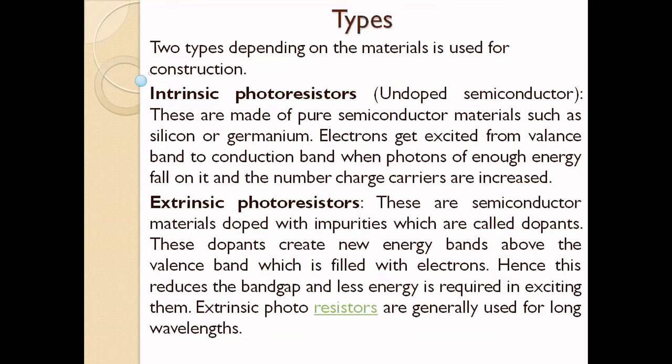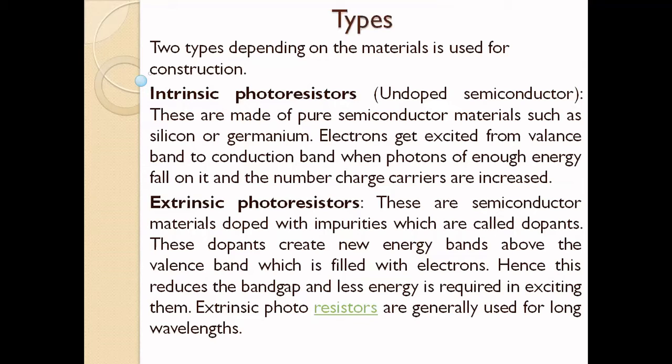So types, there are two types of materials used for the construction of LDR. One is called an intrinsic photoresistor, another one is called an extrinsic photoresistor. In all the LDRs, you are using semiconductors. There are two types of semiconductors. One is called a pure semiconductor, another one is called an impure semiconductor.